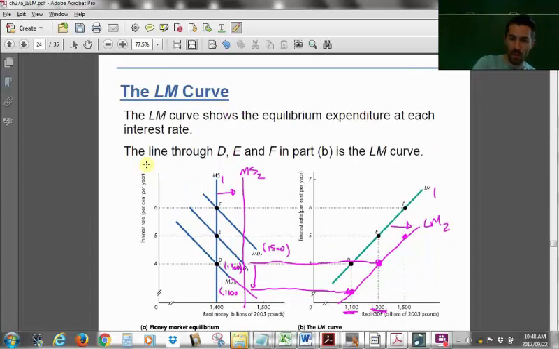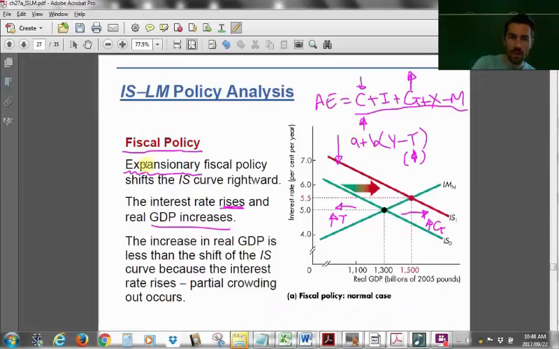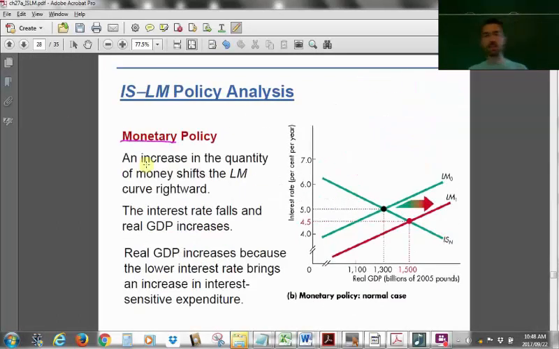Hopefully you're on board with me on that. And now let's go talk about monetary policy. If I shift my LM curve to the right, like this diagram is showing me, what could the Reserve Bank have done to shift the LM curve to the right like that? What could they have done?